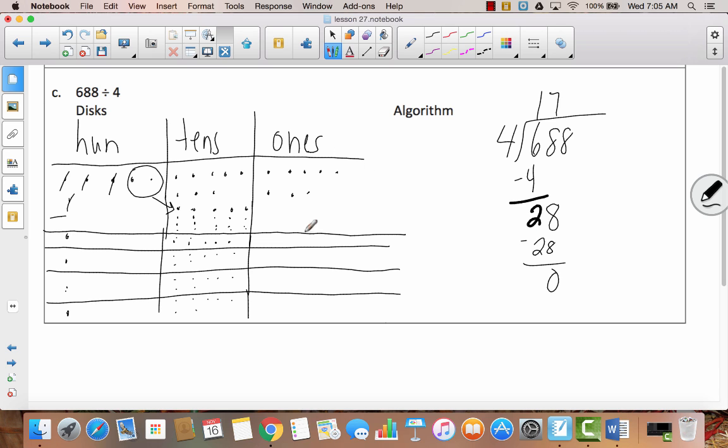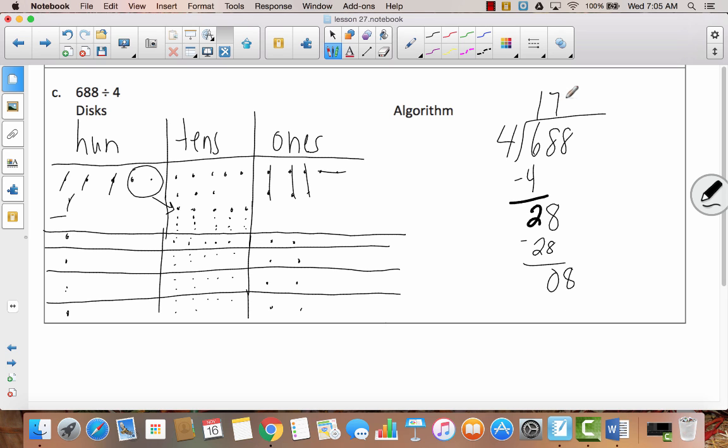All right, now I'm ready to divide my 1s. So I'm going to bring down the 8 ones to show that I'm dividing those. Now 8 divided by 4 is going to be 2. So I'm going to have 2 in each group. And that'll be all of them. I have none left over.